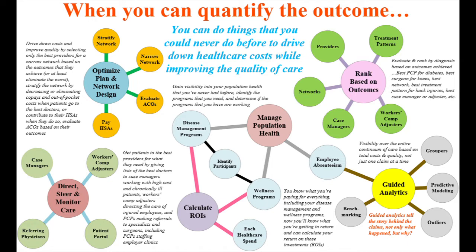Now going to the bottom of the graph, you can direct and steer care. And here there's a fundamental difference between health plans and workers' comp. In health plans, you can tell folks who the best doctors are, but they can still go to whoever they want to. In workers' comp, it's different. In 34 states, a workers' comp adjuster can direct an injured employee to a specific doctor. So if an employee injures their elbow, the adjuster can tell them which doctor they have to go see.